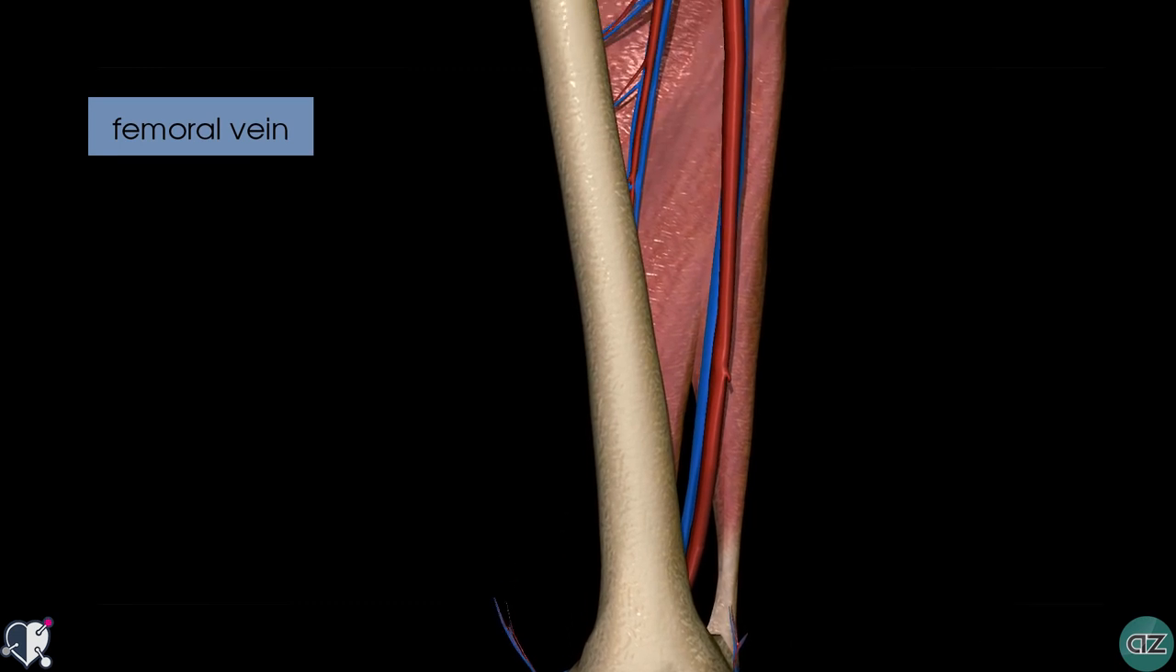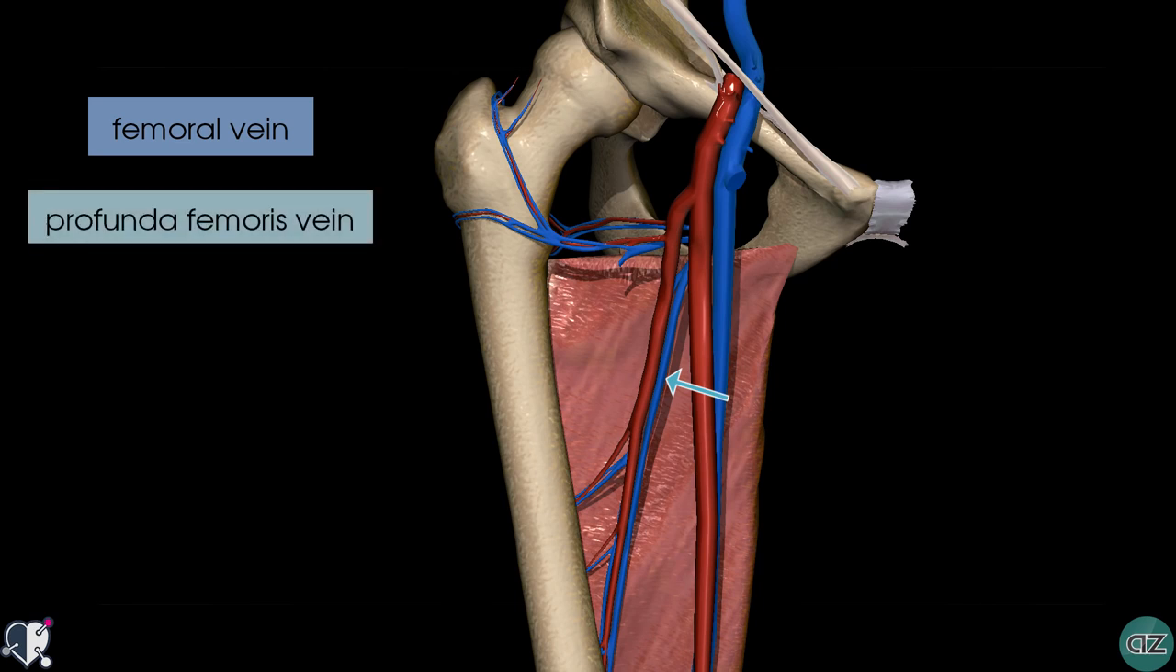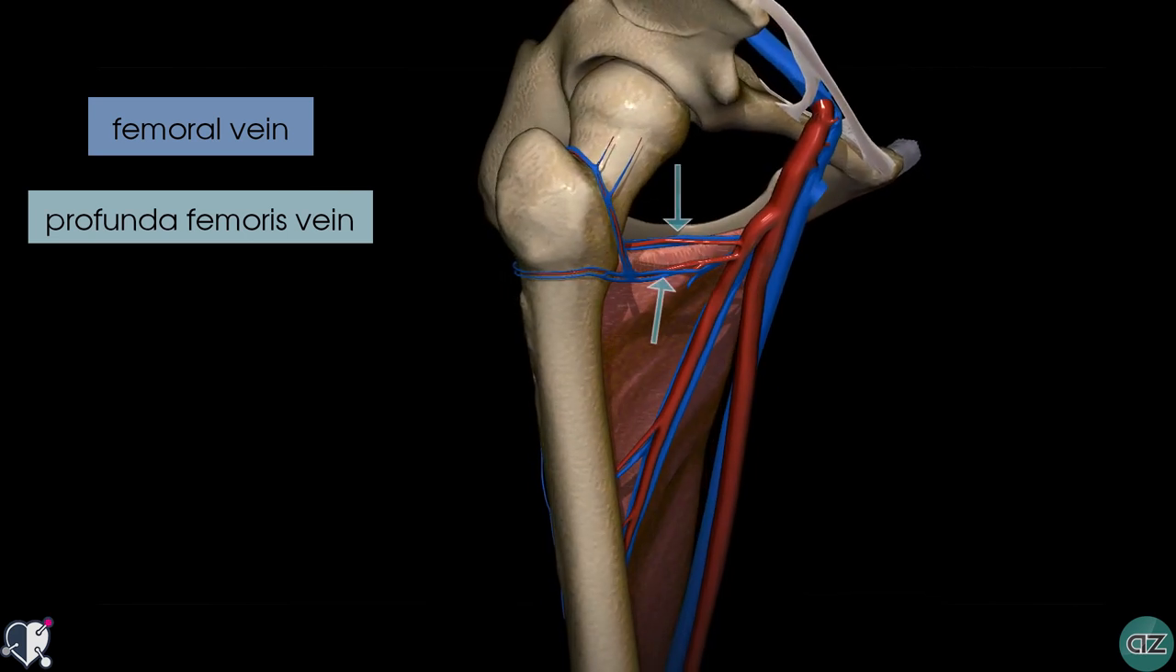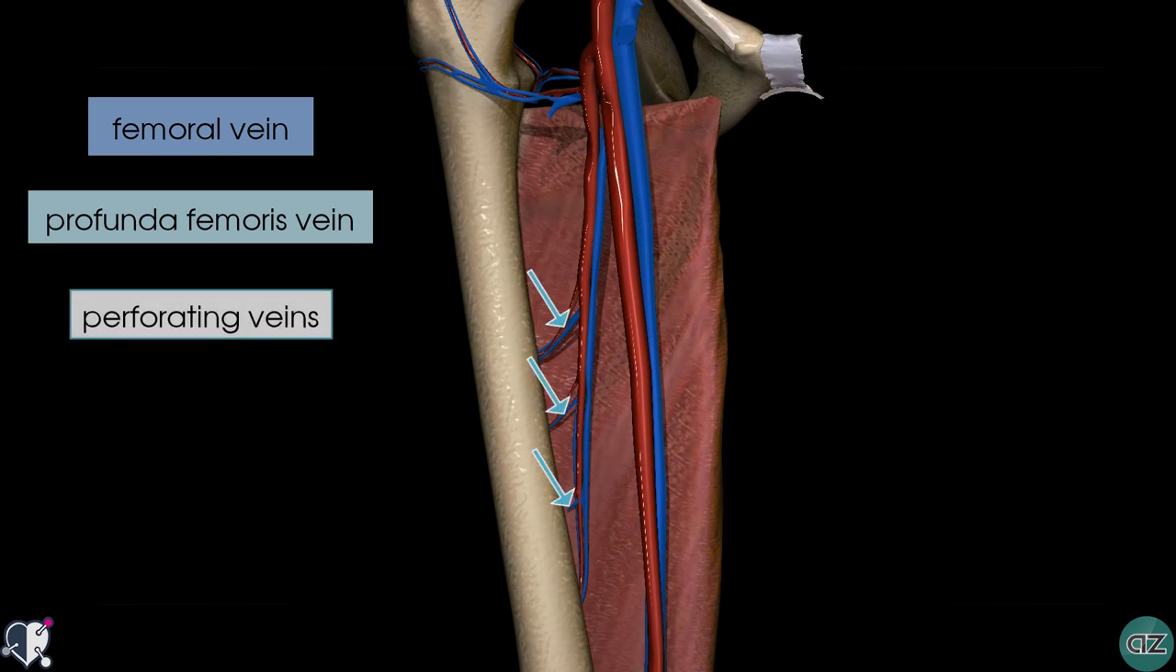If we follow the femoral vein up proximally, we can see that it receives this tributary, which is the deep vein of the thigh, or the profunda femoris vein, and this vein accompanies the profunda femoris artery. You can also see some other branches which drain into the profunda femoris, and these veins accompany the lateral and medial femoral circumflex arteries. Just like the perforating arteries of the profunda femoris artery, there are also perforating veins which drain into the deep vein of the thigh.